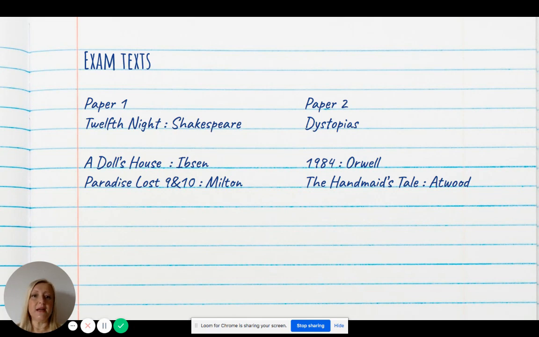The other exam paper, and both exam papers are 2.5 hours and they're both at the end of the 2 years, is the study of dystopian fiction. You will primarily compare George Orwell's 1984, a book that I'm sure many of you have heard of and probably some of you have read, and Margaret Atwood's The Handmaid's Tale. Okay, so those are the exam text books, the minimum.